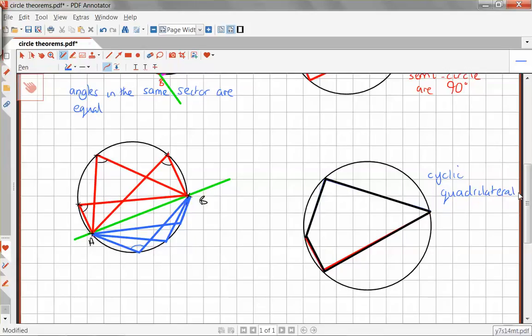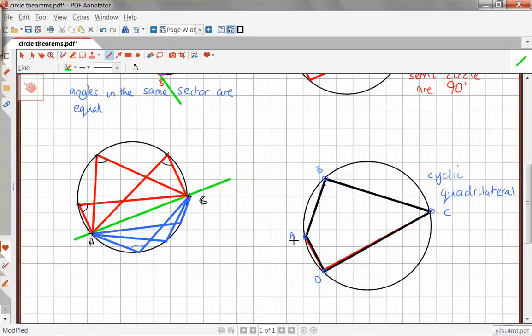Cyclic meaning within the circle. So as long as the four corners, the four vertices of the quadrilateral are on the circumference of the circle, we have what's called a cyclic quadrilateral. Now, the rule about a cyclic quadrilateral. Now, did you remember? So don't draw yet. You can draw in a second. If you just listen up, right?